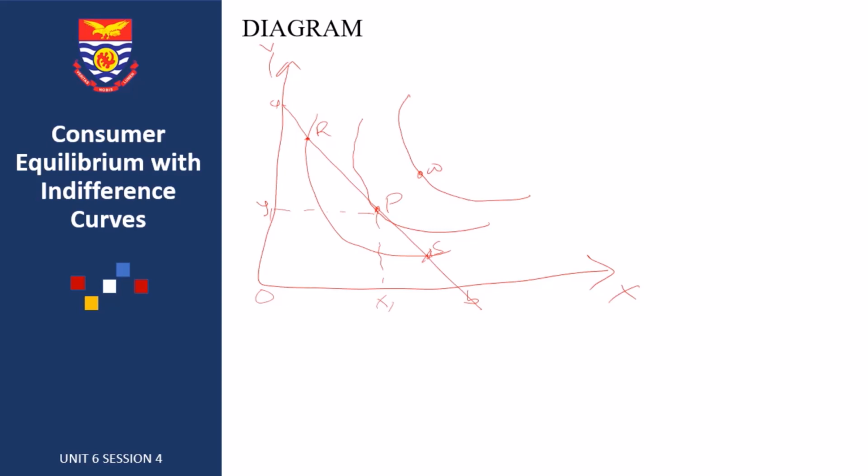So the consumer is in equilibrium at the point where the budget line is tangent to an indifference curve. Looking at the three indifference curves, you can see that the second one is tangent to the budget line. And we can say that P is the point of maximum satisfaction, with Y1 of Y and X1 of X. So at the point of tangency, we look at the marginal rate of substitution, MRS, which will be equal to Px over Py.